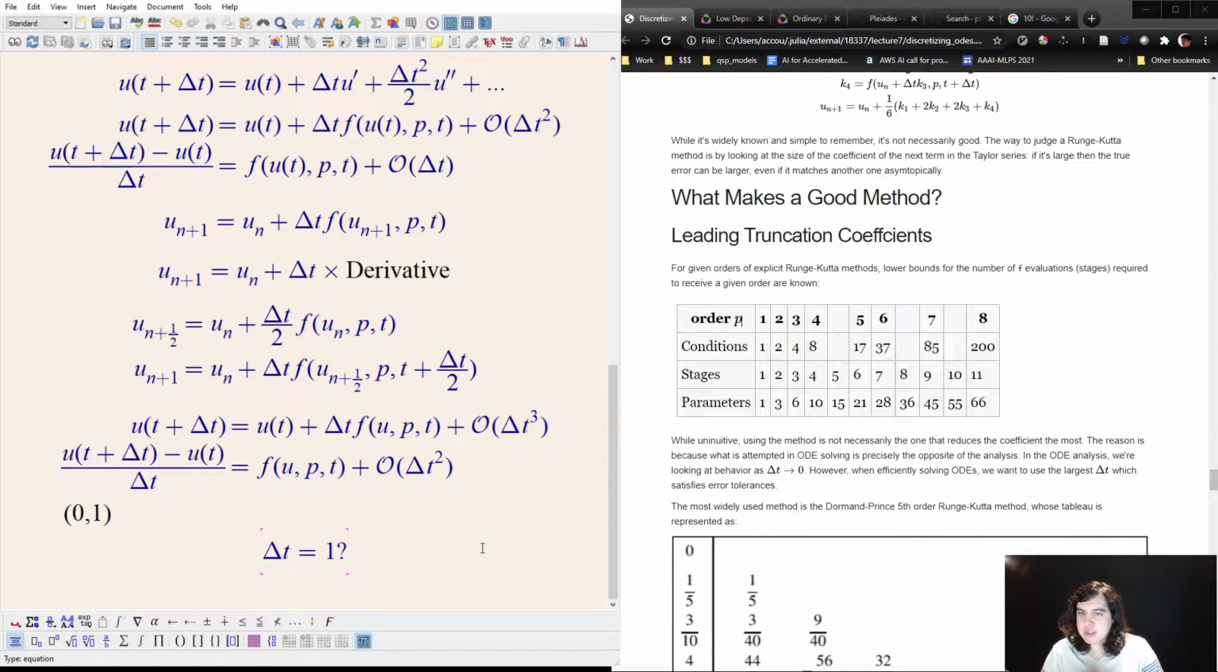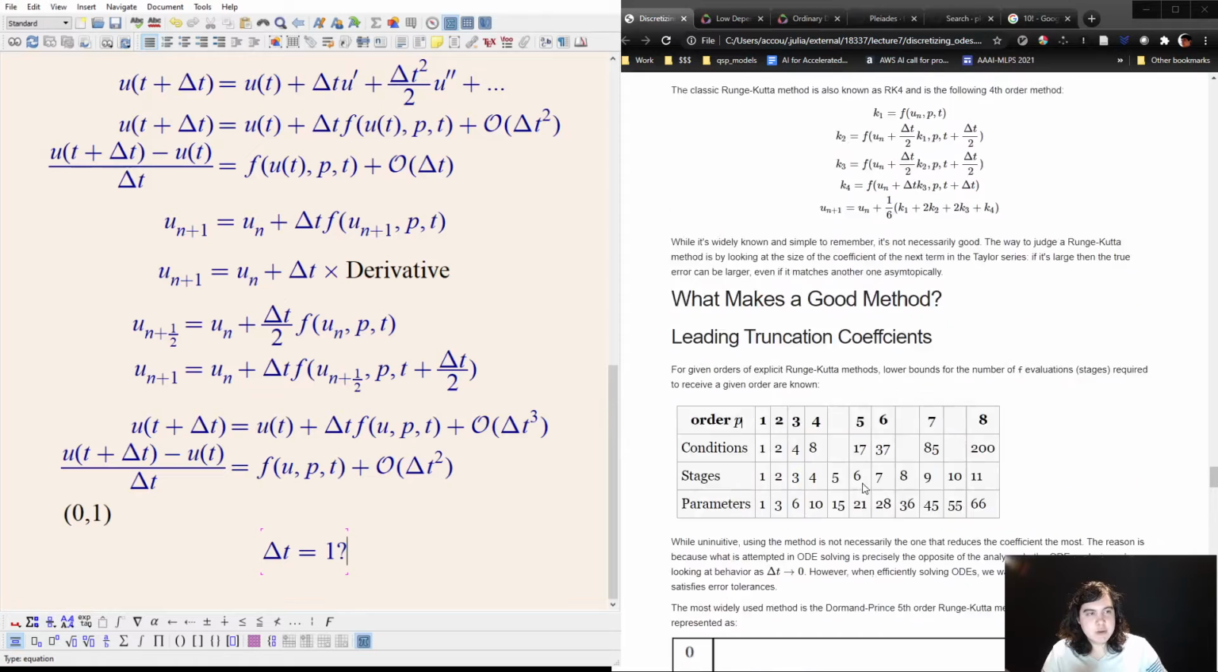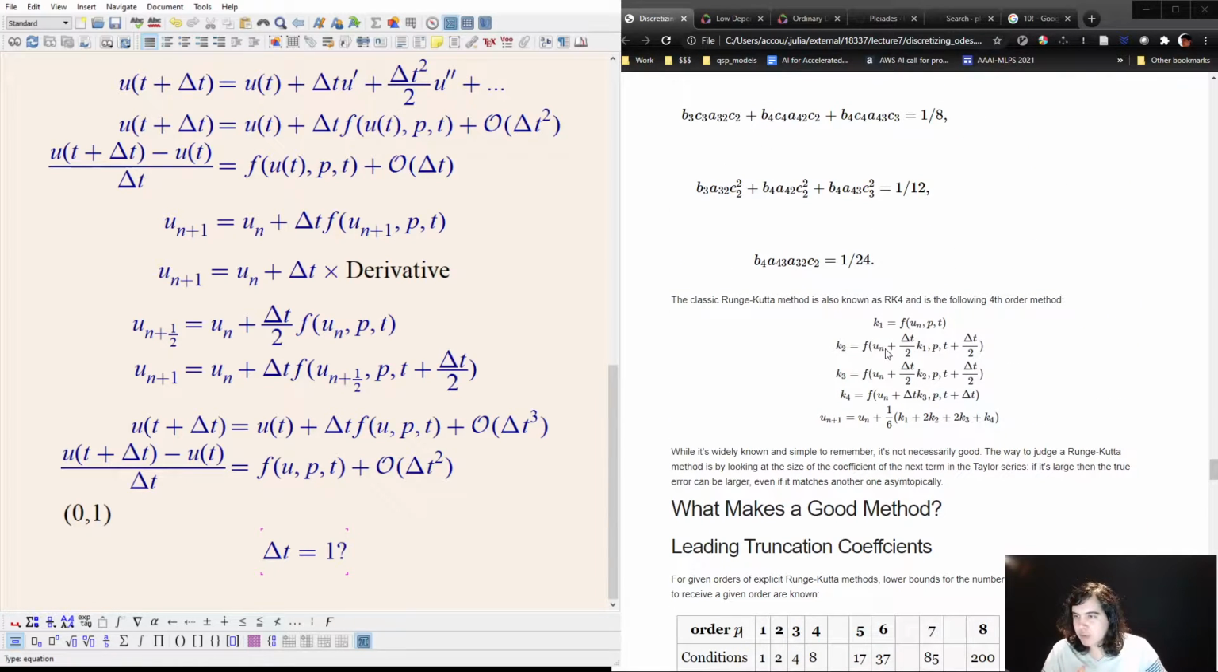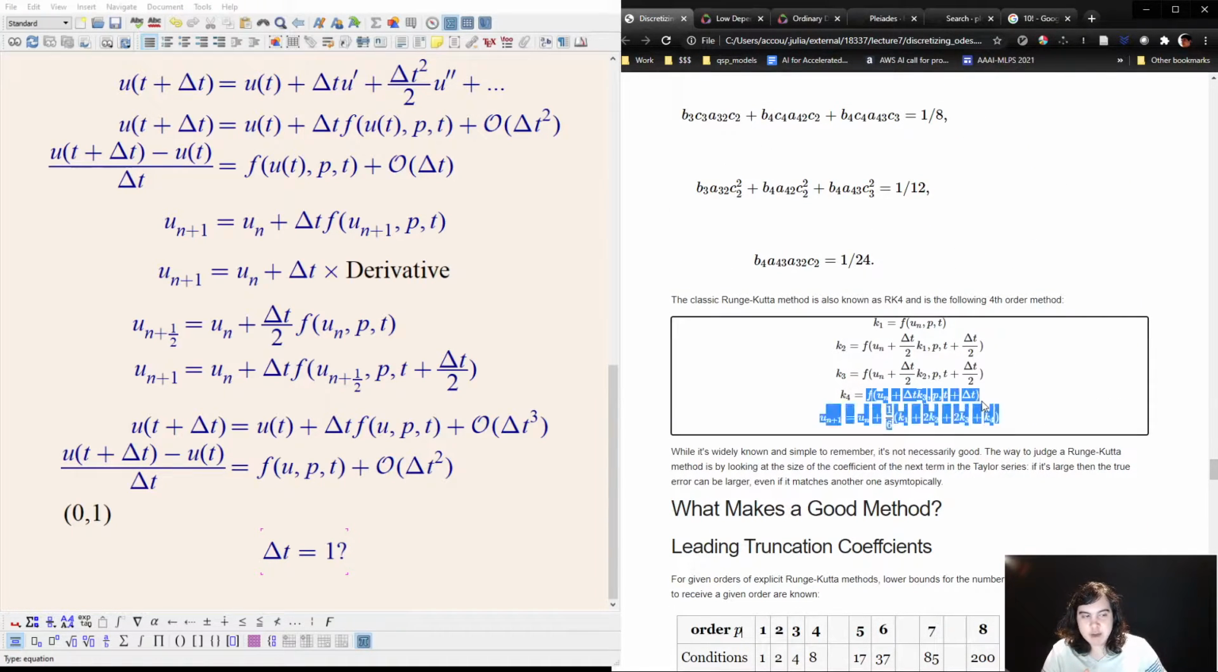So the reason to get a better method or a higher order method is not to decrease error. The reason to get the higher order method is to increase the delta t that you can use to have the same error as another method. Now, there's a trade-off that's going to be happening here, because notice that in order to get a fourth order method, we did 5 evaluations of f.